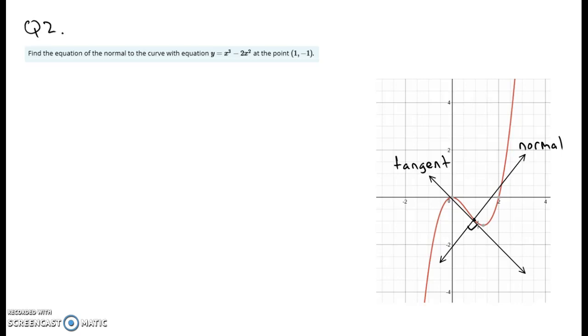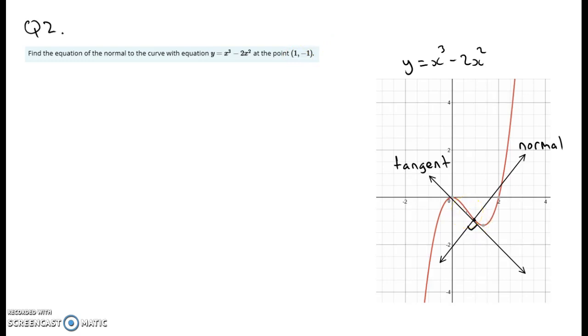Righty, let's have a look at one more question. This question is asking us to find the equation of the normal to the curve with the equation y equals x cubed minus 2x squared at the point (1, -1). Again, I've got a graph of that curve, y equals x cubed minus 2x squared, and I think this will help you to visualize what's going on here. The normal line is the line that is perpendicular to the tangent line at a particular point. For our question, we're given the coordinates (1, -1), so I've marked that in there.